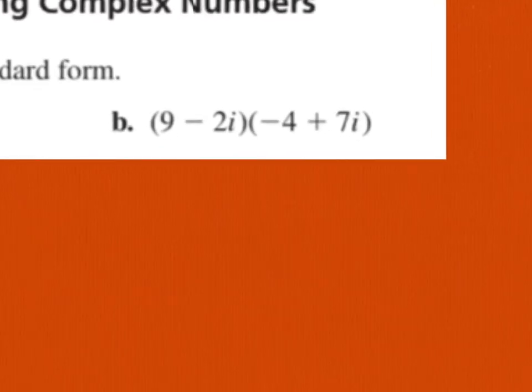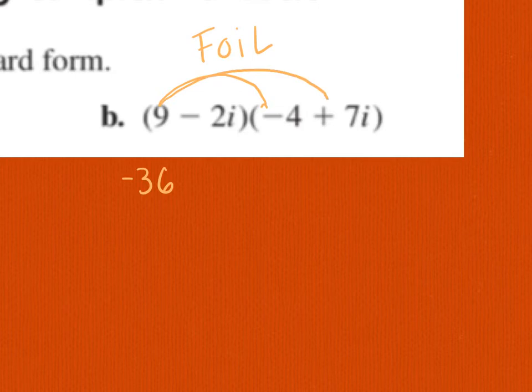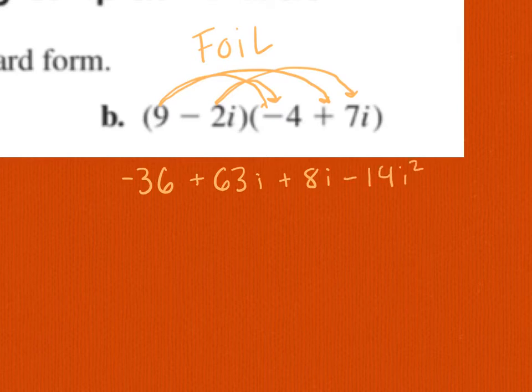So let's take a look at number B. Here we have two binomials, so we're going to need to FOIL. So we multiply our first terms together. So 9 times -4 would be -36. We multiply our outsides together. So this becomes plus 9 times 7i would be 63i. Our insides, -2i times -4 would be positive 8i. And then our last terms, which would be -2i times 7i, which would be -14i squared.